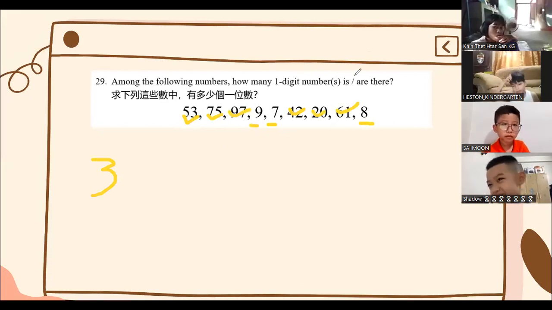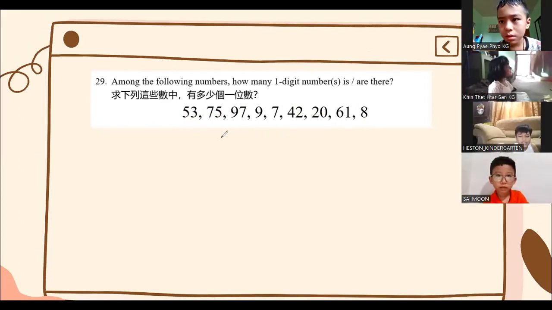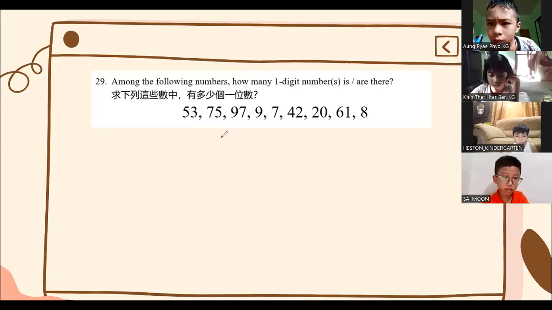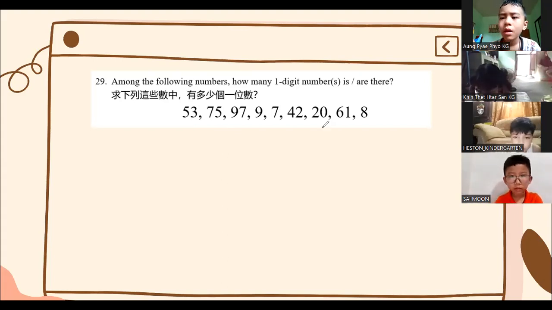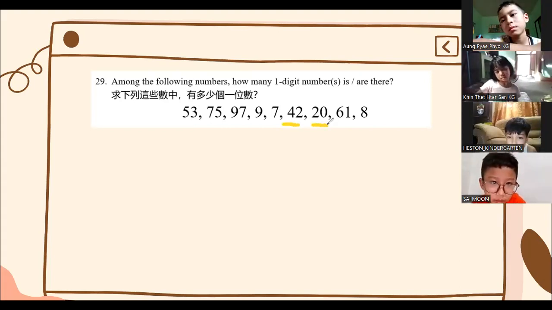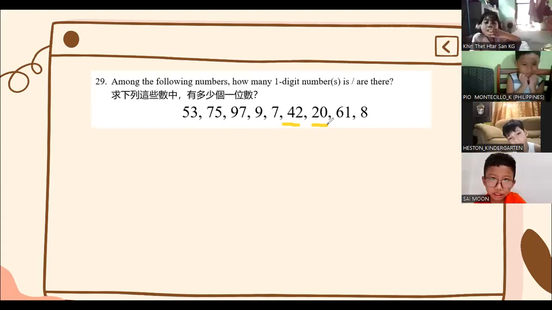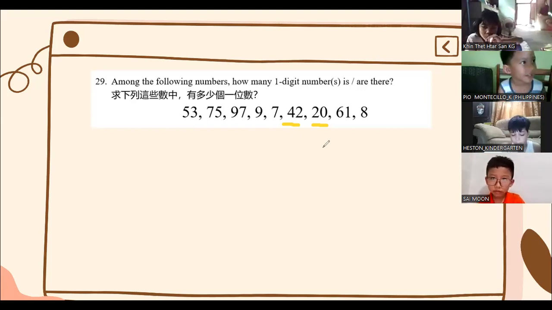Okay, how about if I say how many two-digit even numbers are there? Two-digit even numbers. One, two. Are you sure? Two. Okay, correct. It's just 2, which is the 42 and the 20. Okay, very good. Why do you know that these two numbers are even, aside from we can divide them by 2?